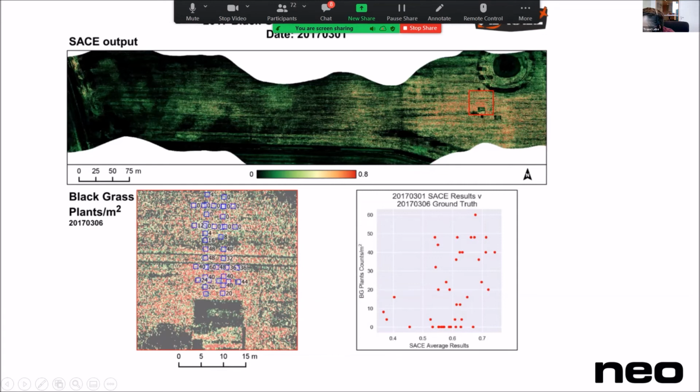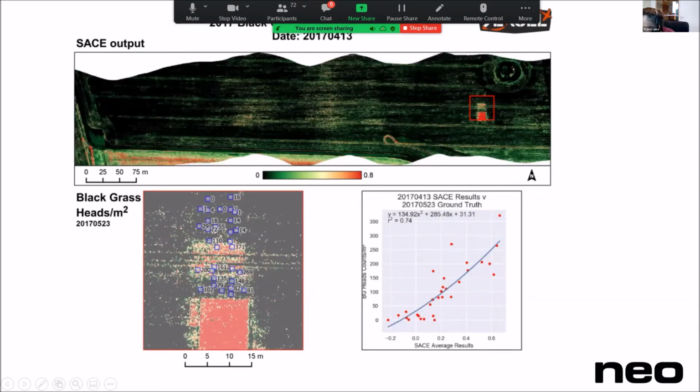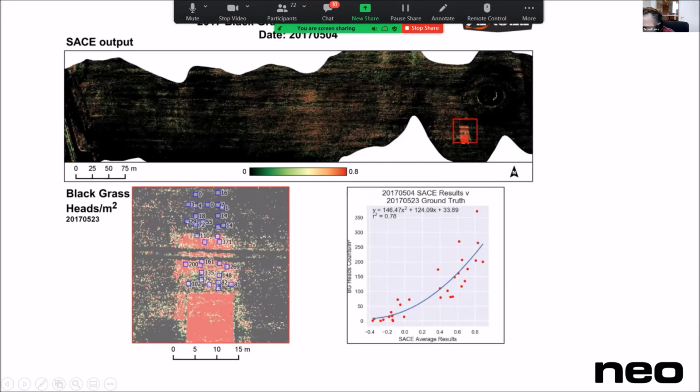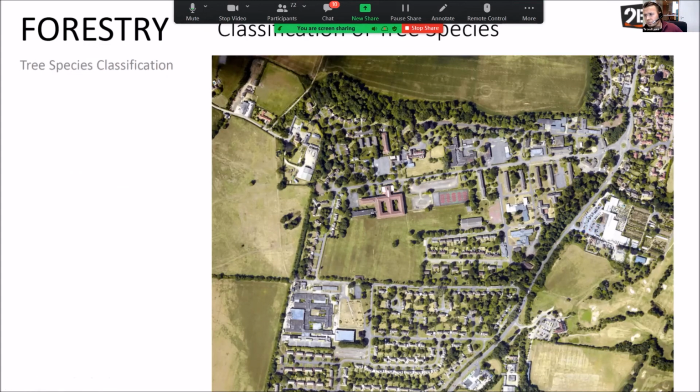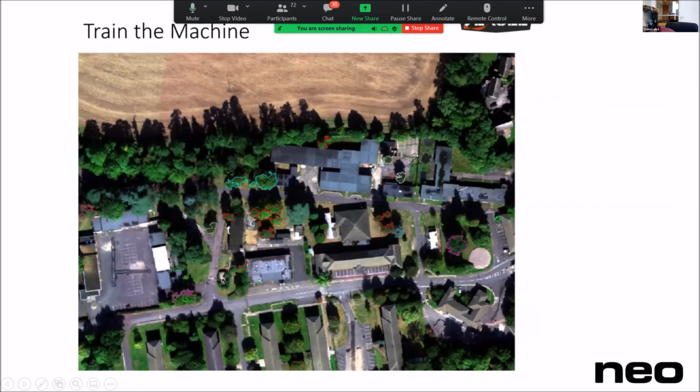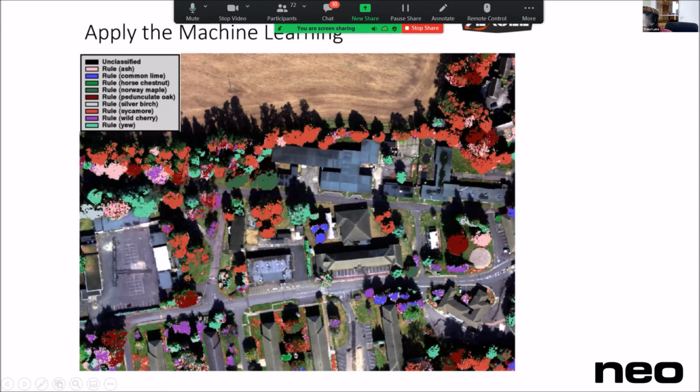Yeah, black grass plants per square meter is the units in this classified image or quantified image. Then it's forestry. That's the first slide I showed for airborne, where they are classifying tree species, using machine learning to detect the trees, the tree crowns, and combining it with spectral imaging to detect the species of the trees.